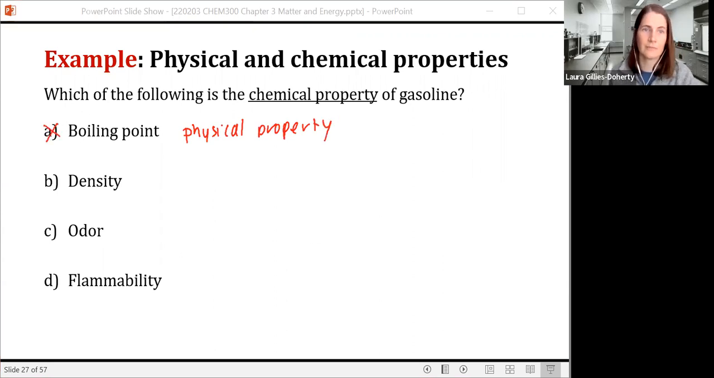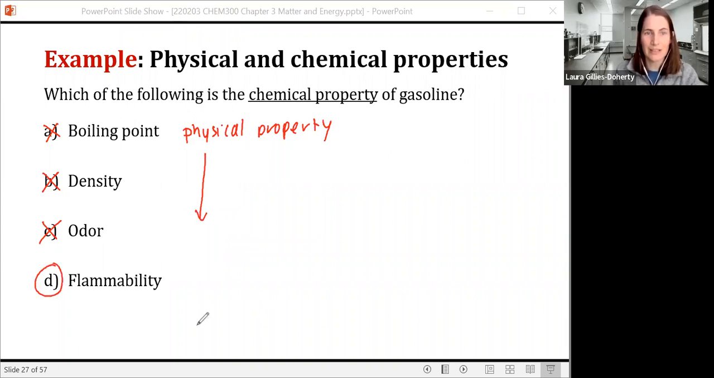So not that one. Boiling point is a phase change related physical property when something goes from a liquid to a gas. It doesn't have to change its identity to do that. Density won't be it. The density of gasoline doesn't change based on how much gasoline you have. It's always the same. Odor, do you have to change the chemical composition, the identity of gasoline in order to smell it? You don't. You can just have a canister of gasoline and smell it, and you are smelling the gasoline without having to chemically do anything to it. So these are all physical properties.